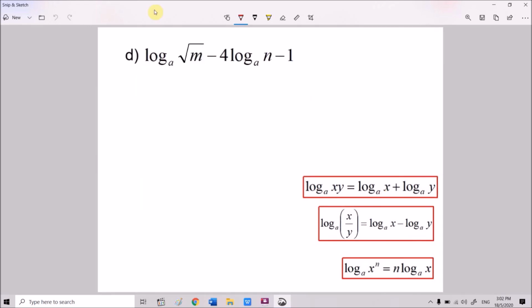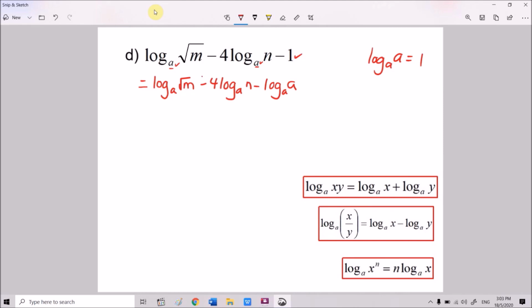Okay, for D, we have this. The first thing we do is check whether all the terms have the same base or not. We have base a here, but one term without a base a, so we use what we learned in question C, which is log base a of a equals 1. In this case, since the first two terms have base a, we just use a here. So we just convert this to this, minus 4 log base a of n minus log base a of a for 1.